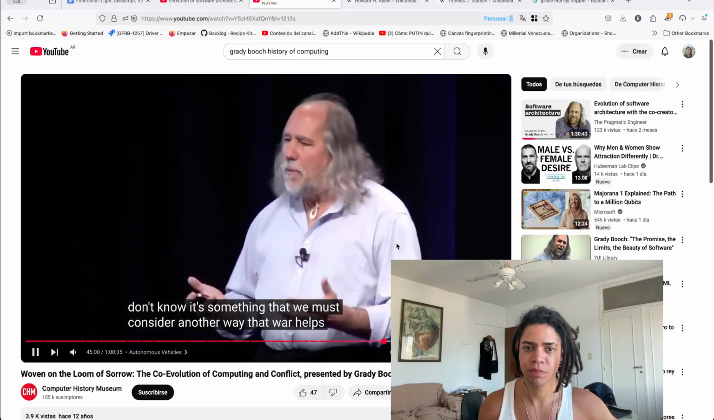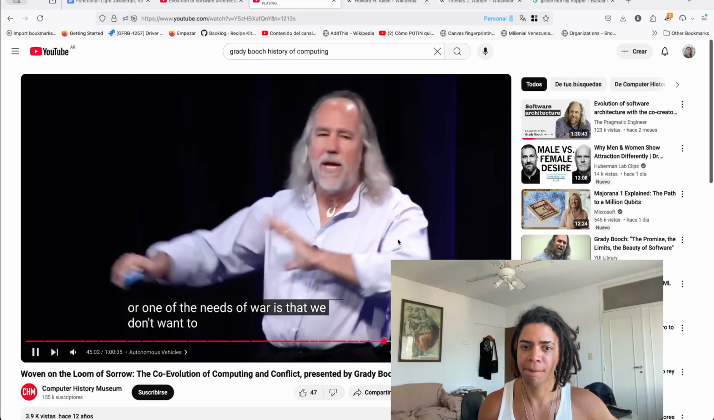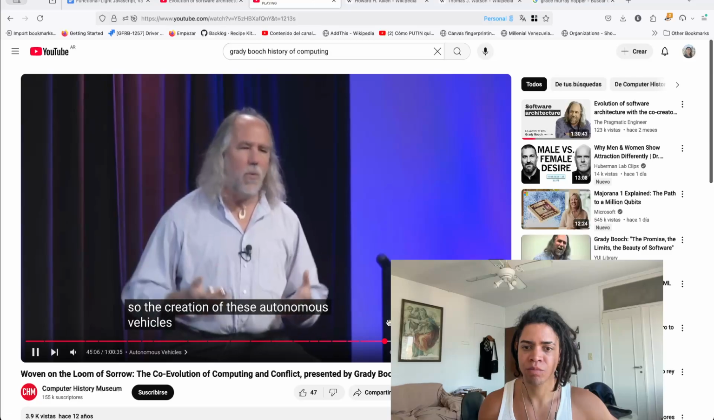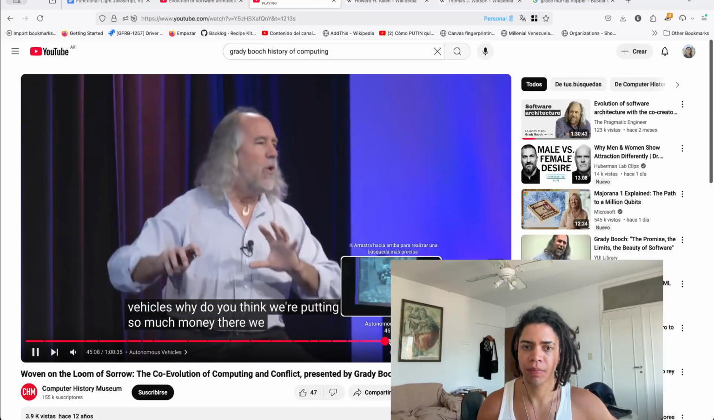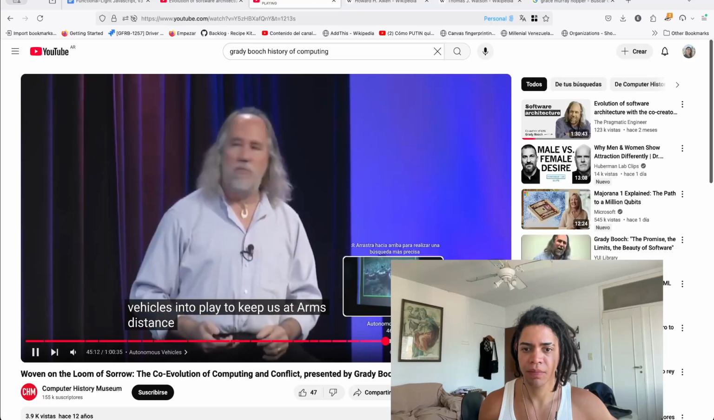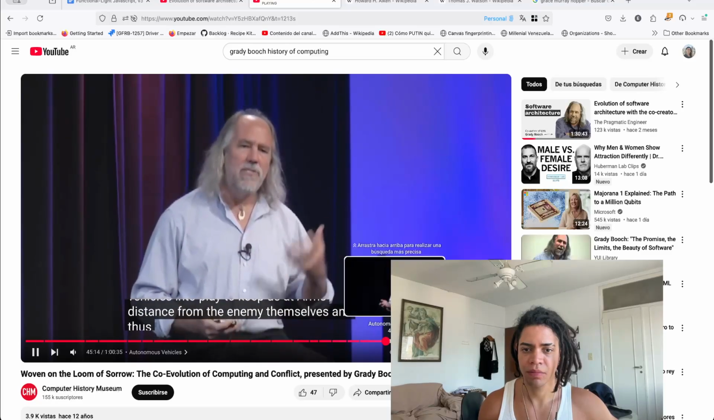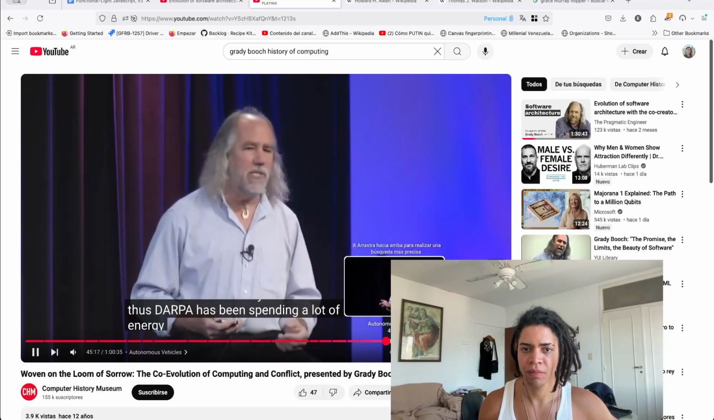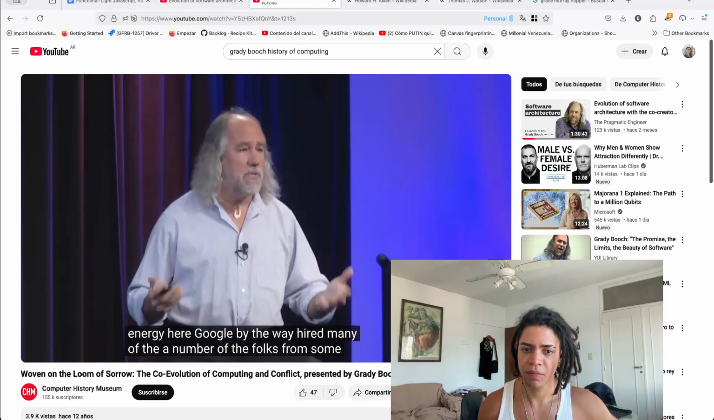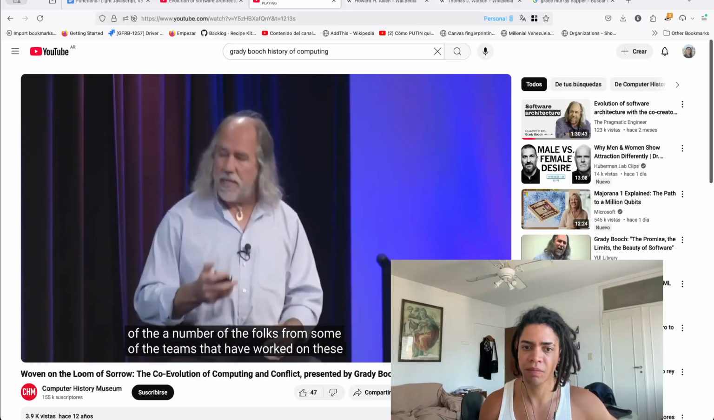Another way that war helps us, or one of the needs of war, is that we all want to have people out of harm's way. So the creation of these autonomous vehicles, why do you think we're putting so much money there? We want to put these vehicles into play to keep us at arm's distance from the enemy themselves. And thus, DARPA has been spending a lot of energy here. Google, by the way, hired a number of the folks from some of the teams that worked on these projects.